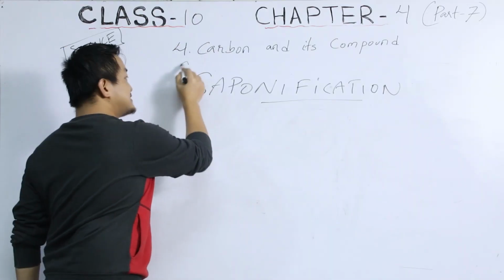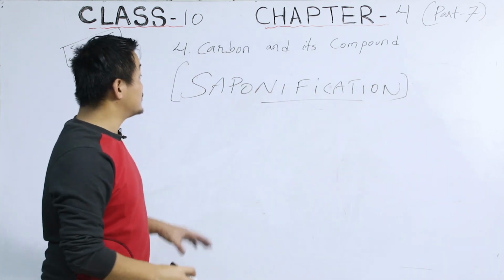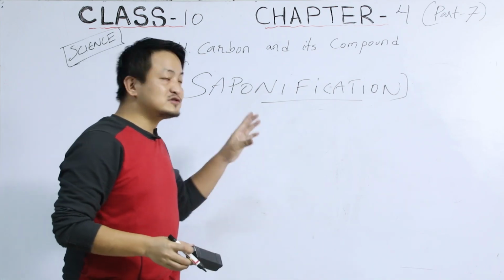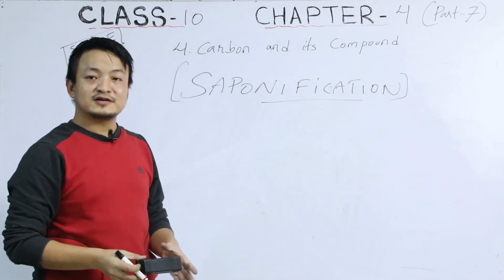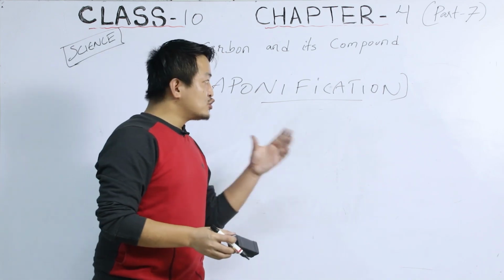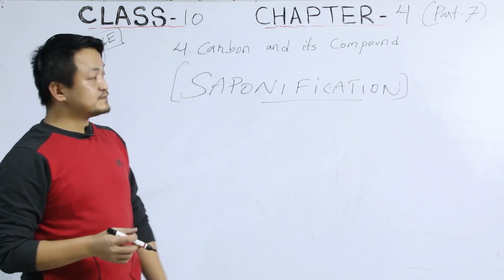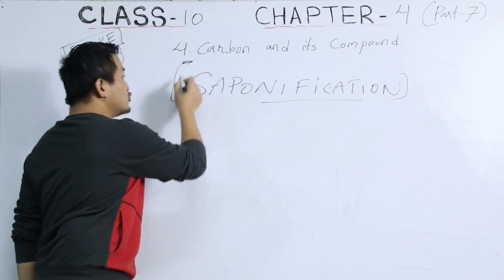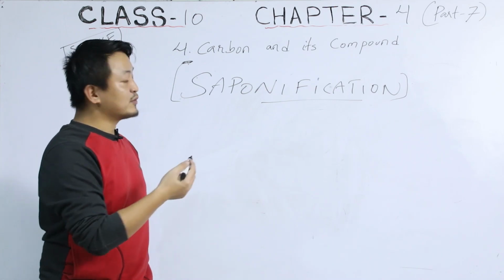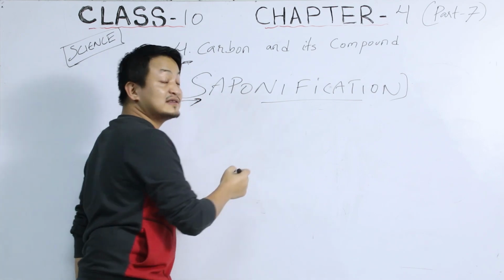Now, this saponification is very important. This process is very important because through it we are going to study how soap is manufactured. Clear? How soap is prepared, how soap works, how soap and detergent work. So students, how do we get this soap? How do we get this saponification? Now let's study this process in detail.